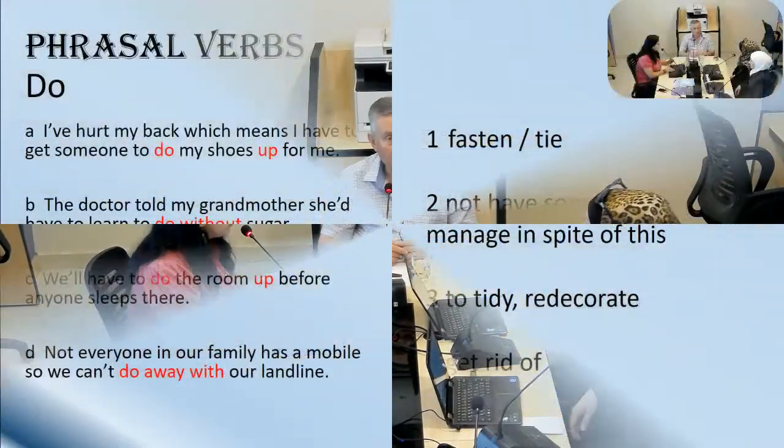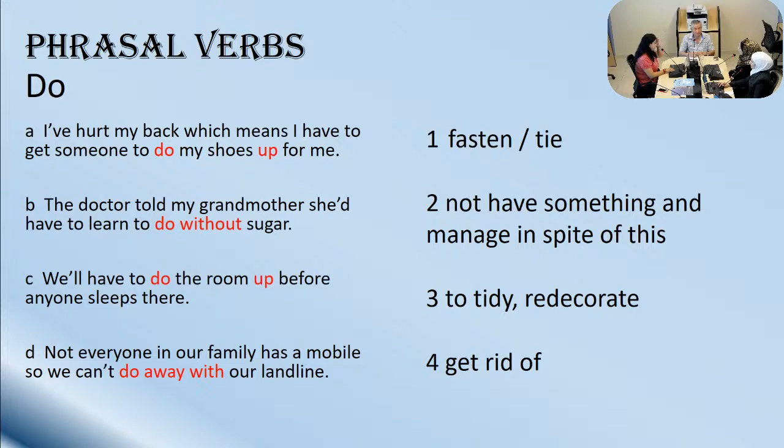Okay, phrasal verbs with do. Number one, I've hurt my back, which means I have to get someone to do my shoes up. This is an important part. Usually in the exam, they may see it. It means fasten or tie. Do up: fasten, or tie.